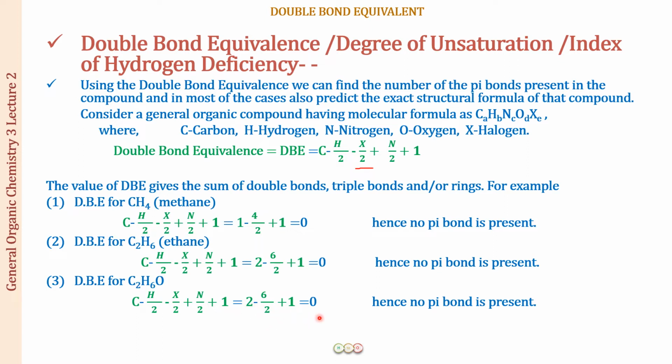The value again comes to 0, and when it comes to 0, this means there is no pi bond and no ring present. It is all single bonds. Such a compound is a saturated molecule containing only single bonds, no pi bonds, no rings. Perfectly clear? So what are the structural isomers possible for C2H6O?